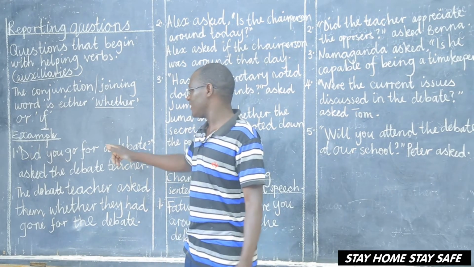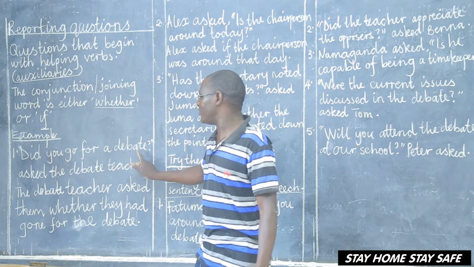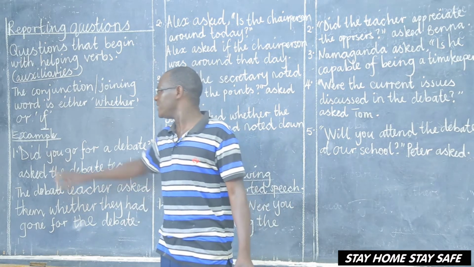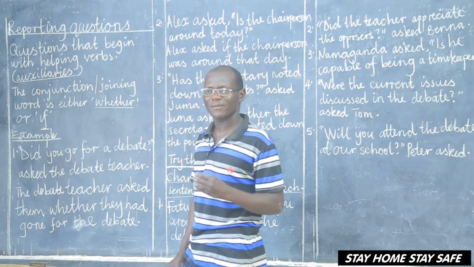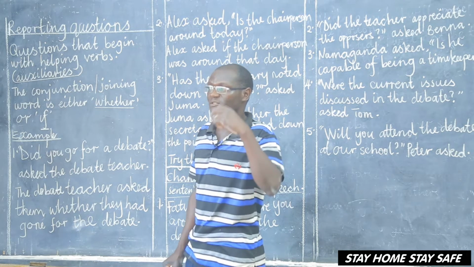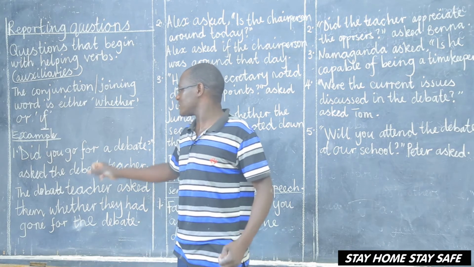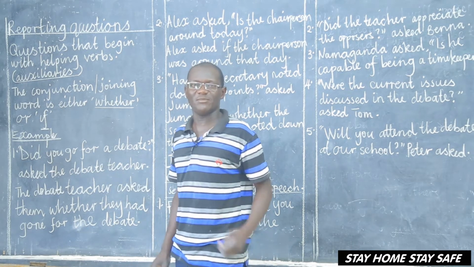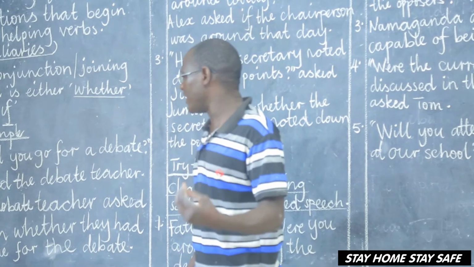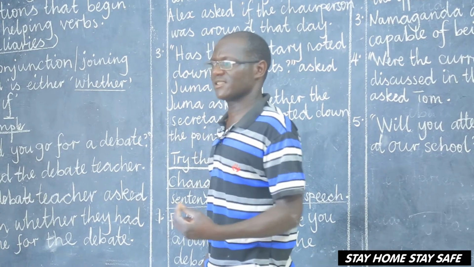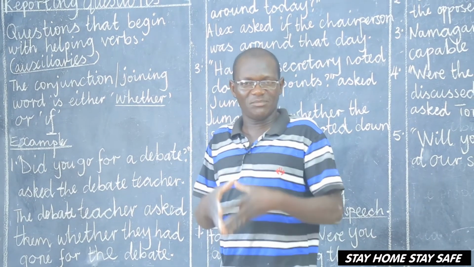Take a look at example 1. Did you go for a debate? This question begins with an auxiliary, did. Did you go for a debate? It's a question, remember. I'm trying to inquire from you. Did you go for a debate? Who has asked that question? The debate teacher. The debate teacher asked, did you go for a debate? So this teacher wanted to know. In other words, we can say that the debate teacher wanted to know.